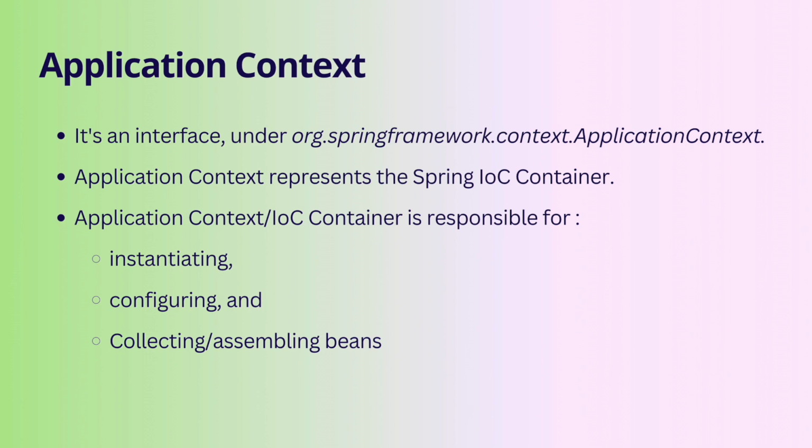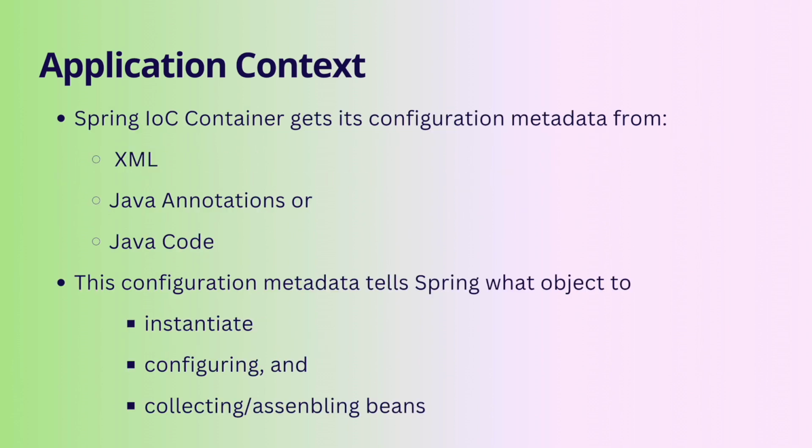Application context is responsible for instantiating, configuring, and assembling your beans. As in my previous video, we understood that bean is just an object, whereas Spring IOC containers are maintaining the beans. That's why it is called a bean. Otherwise, they are just an object. Application context helps in terms of configuring, managing, and instantiating our bean.